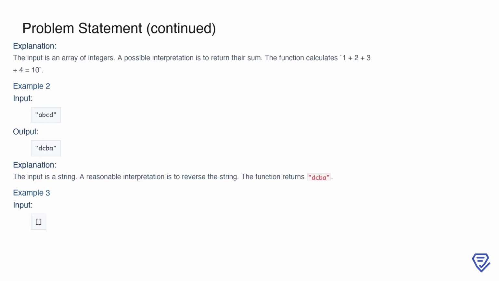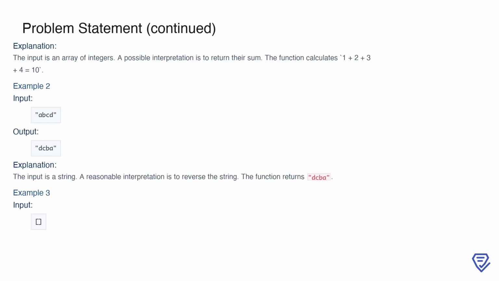In the first example, the input is [1, 2, 3, 4], which is an array of integers. A reasonable interpretation of this input is to calculate and return the sum of the numbers. The function processes the array, adds up the elements, and returns the result, which is 10. In the second example, the input is a string, ABCD. A logical interpretation here might be to reverse the string. The function takes this input, processes it, and returns DCBA.